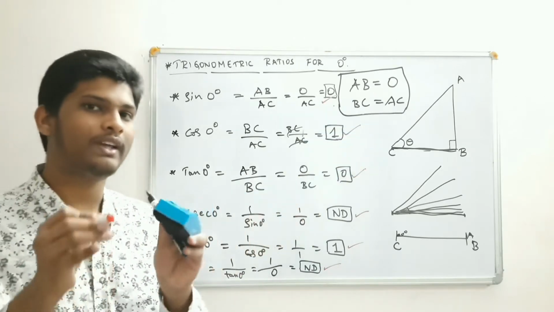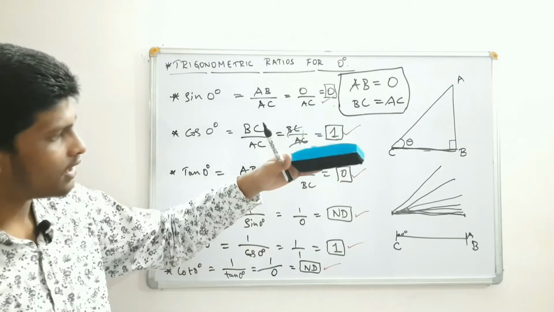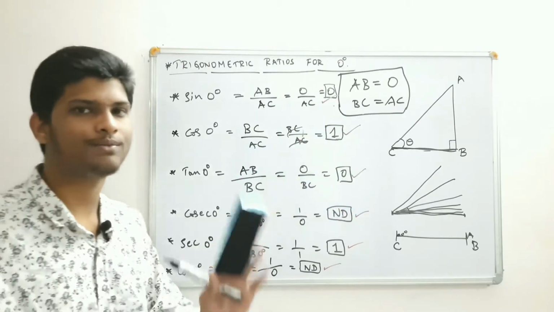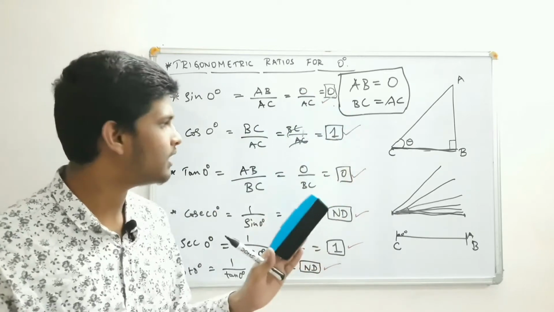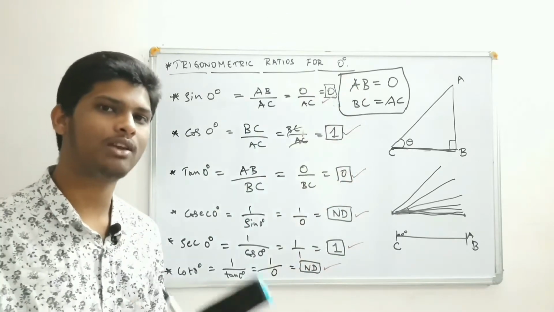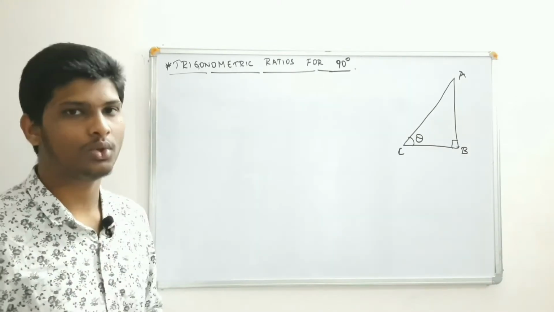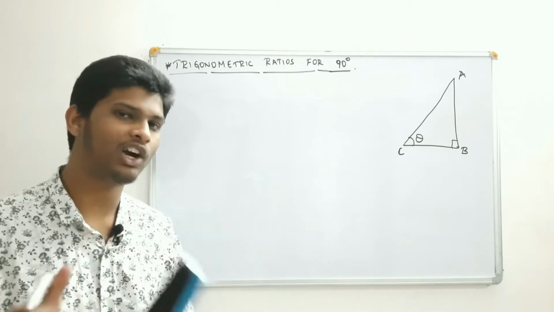And how did we find that 0 degree? We just reduced the angle from an acute angle, and it became 0 degree. And at that place, hypotenuse became equal to base length. Okay, and the opposite, which is the height of the triangle, became 0. So now we are in trigonometric ratios for 90 degree. Let's find for 90 degree how it will be.